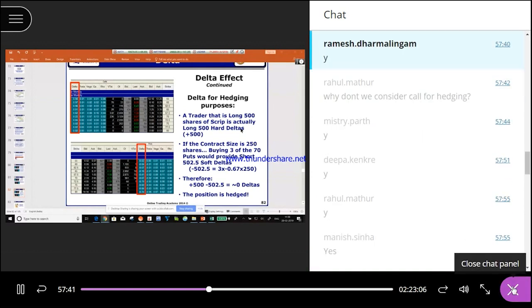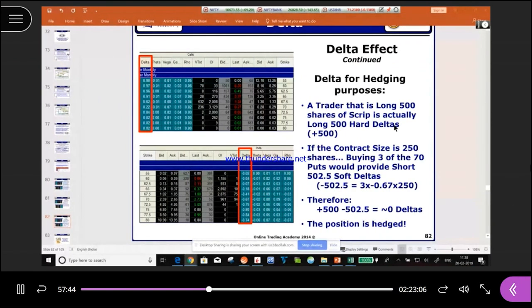So when you are long 500 shares, that means you are long 500 hard deltas, because as your underlying goes up by 1 rupee, your PNL will also go up by 1 rupee. So you are long 500 hard deltas. You have to hedge these 500 deltas. Hedging 1:1 means hedge 500 deltas. Whatever you lose in your stock, you should gain in your option. That is what hedging is, so your net value remains the same.